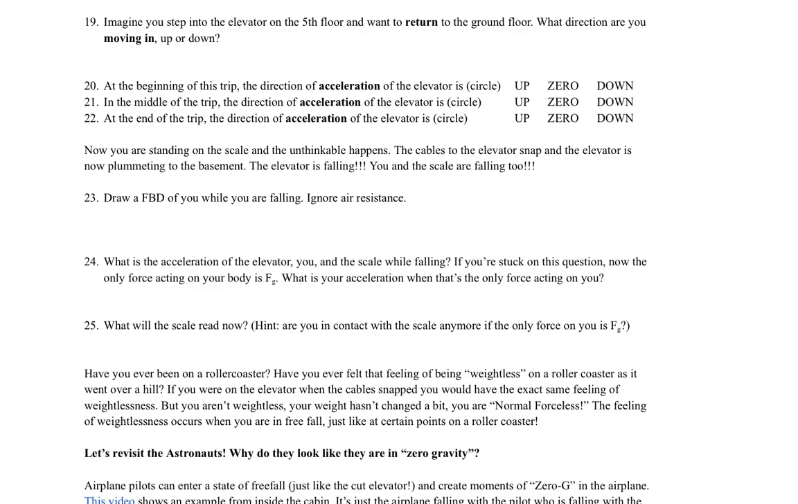So now let's do another little kind of thought experiment. Imagine now you're on the 5th floor and you want to go down. What direction are you moving in? Or a better way to put this is, what direction is your velocity? Well, we know your velocity is down. So let's think about our accelerations and our total force in this situation.